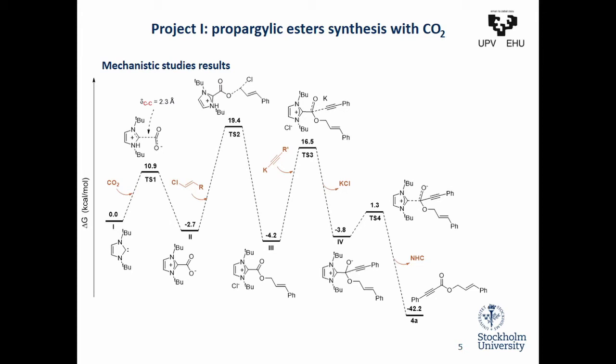Then this adduct reacts with the allylic chloride to form first esters. This has an activation energy of almost 22 kilocal. This is the limiting step of the reaction, and it goes as a SN2 reaction. The next intermediate then reacts with the alkene. The next intermediate 3 reacts then with the deprotonated alkene, then the next intermediate is attacked by the alkene. This is followed by the release of the catalyst, the NHC, and this gives the product.